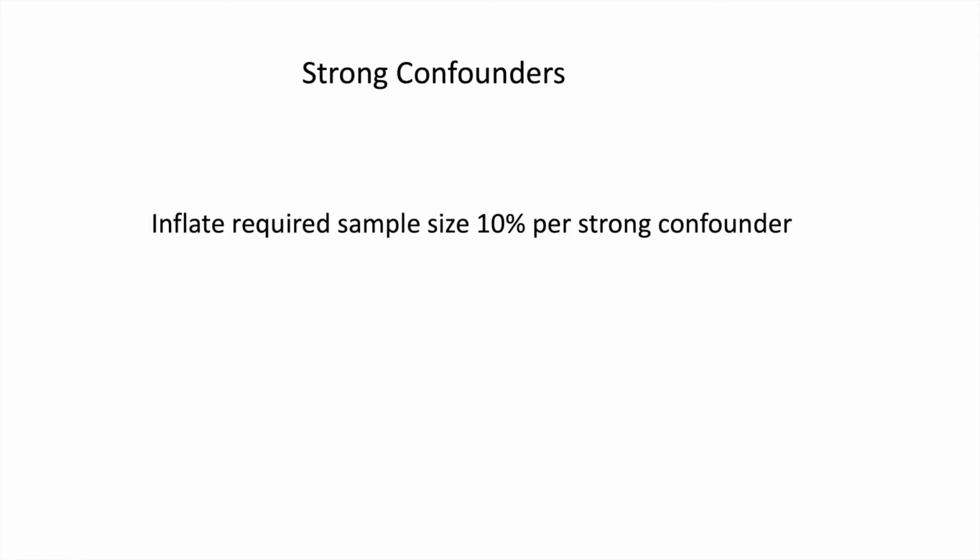Another thing I wanted to mention is that if you have strong confounders that weren't part of this calculation, a kind of arbitrary rule of thumb is to inflate the sample size required by 10% per strong confounder.